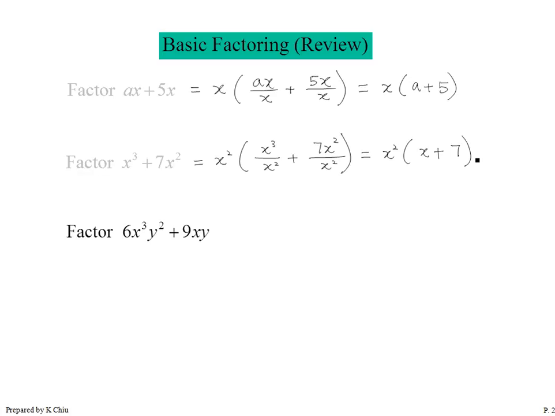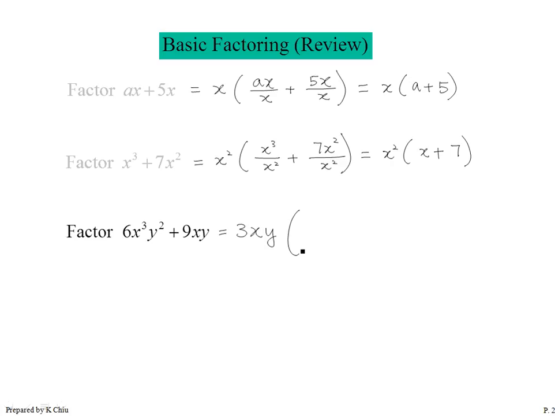How about this one? Again, I have two terms. What do they have in common? Let's try to figure that out. The numbers first, 6 and 9. What do they have in common? 3. And now the variables. x cubed and x, what do they have in common? x. How about y then? y squared and y, what do they have in common? y. So the GCF is 3xy.